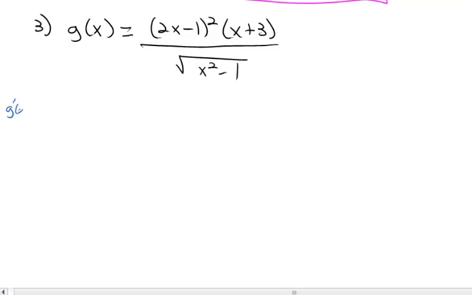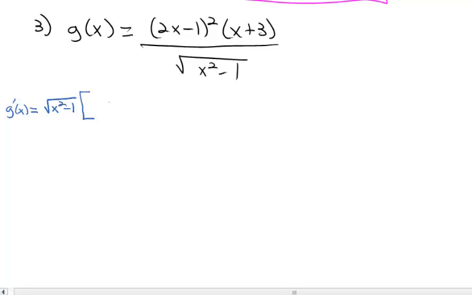So g prime of x is equal to big picture down to small detail. Big picture is a quotient. Low d high minus high d low, square the bottom, and away we go. The low is the square root of x squared minus 1 times the derivative of the top. Well, the top is a product. The product is the derivative of the first times the second plus the derivative of the second times the first.